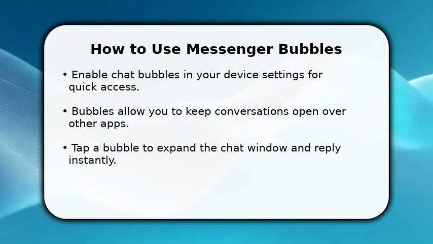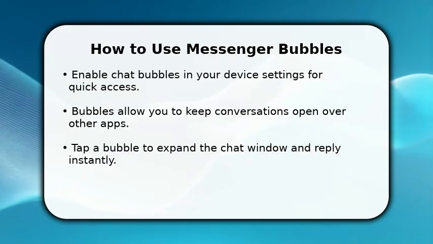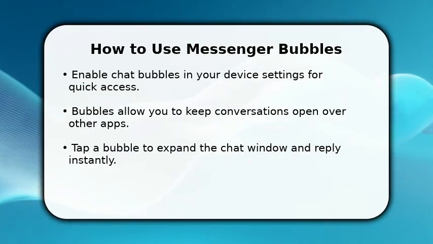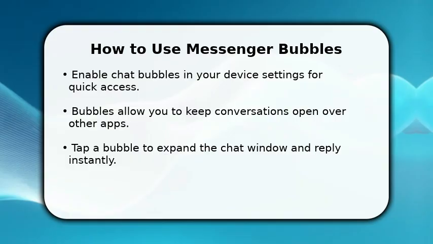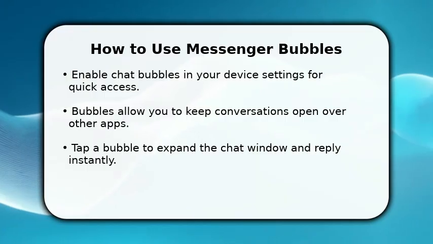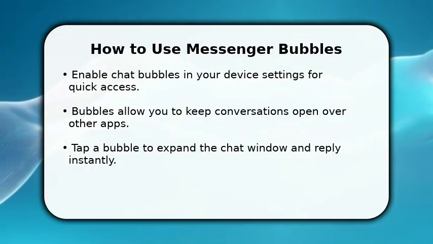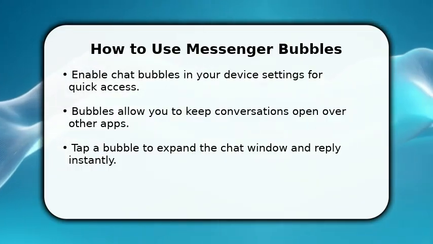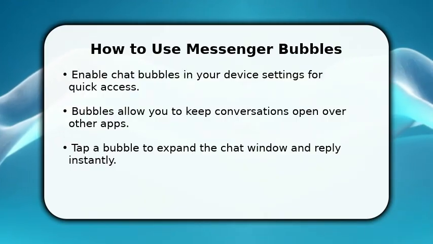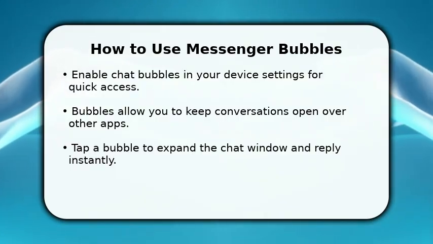In this video, I will explain how to use bubbles in Messenger. First, you'll need to enable chat bubbles in your phone settings. This allows Messenger to display conversations as floating icons over other applications. Once enabled, when you receive a new message, a small circular bubble will appear on your screen. Simply tap this bubble to open the chat window and respond without leaving your current app. It's a super convenient way to multitask and stay connected.